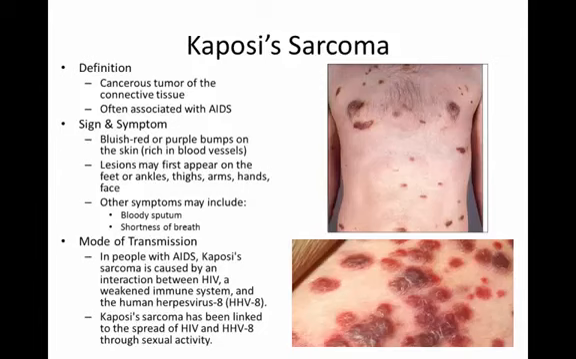Other symptoms may include bloody sputum and shortness of breath. Modes of transmission: in people with AIDS, Kaposi sarcoma is most commonly caused by an interaction between HIV, a weakened immune system, and the human herpes virus 8, or HHV8. Kaposi sarcoma has been linked to the spread of HIV and HHV8 through sexual activity.